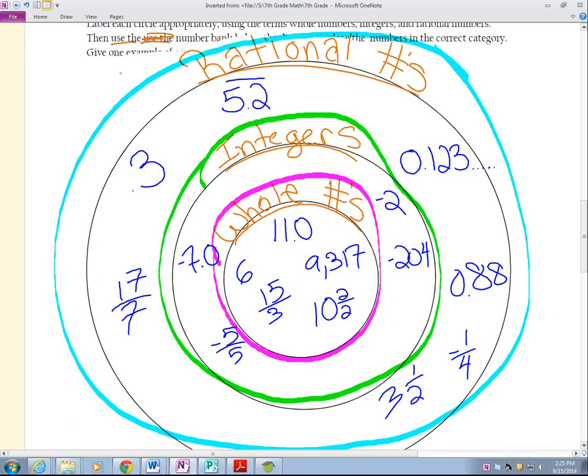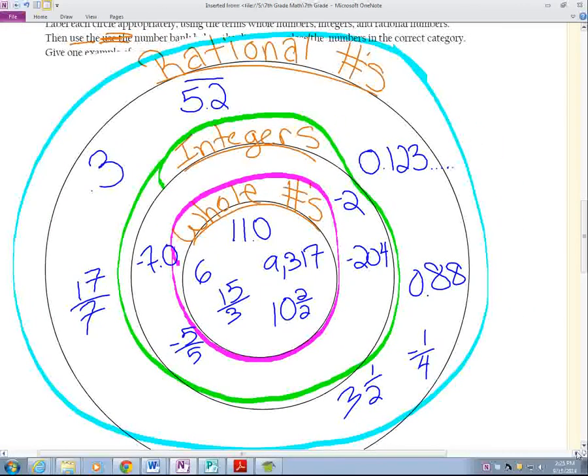0 could be 0 over anything. Infinity is a representation of a number, not a number. 1.5. How about this? Pi. Good. Pi loves you. Write that down outside the circle because it's not a rational number. Be outside the rational number circle.